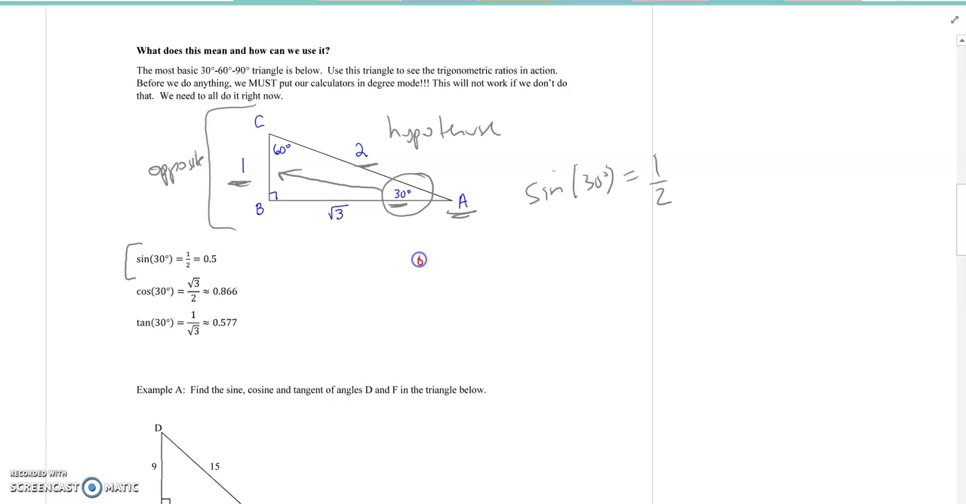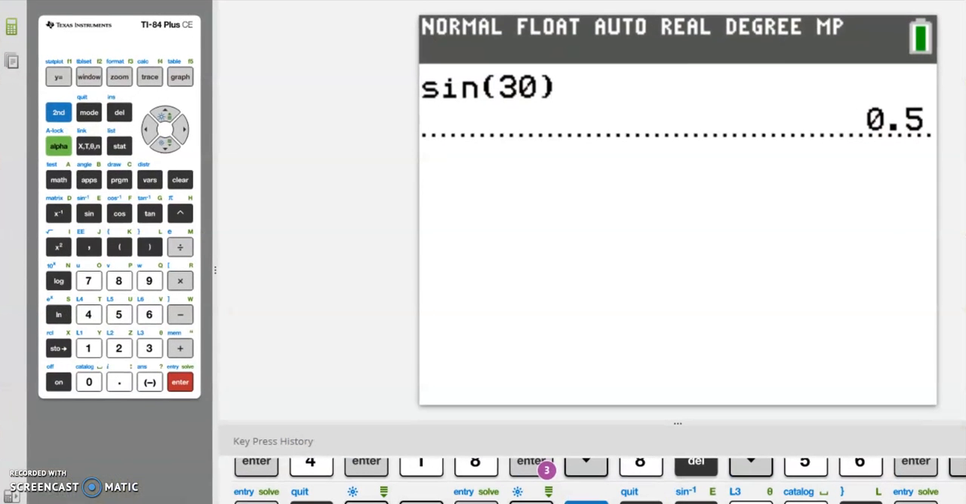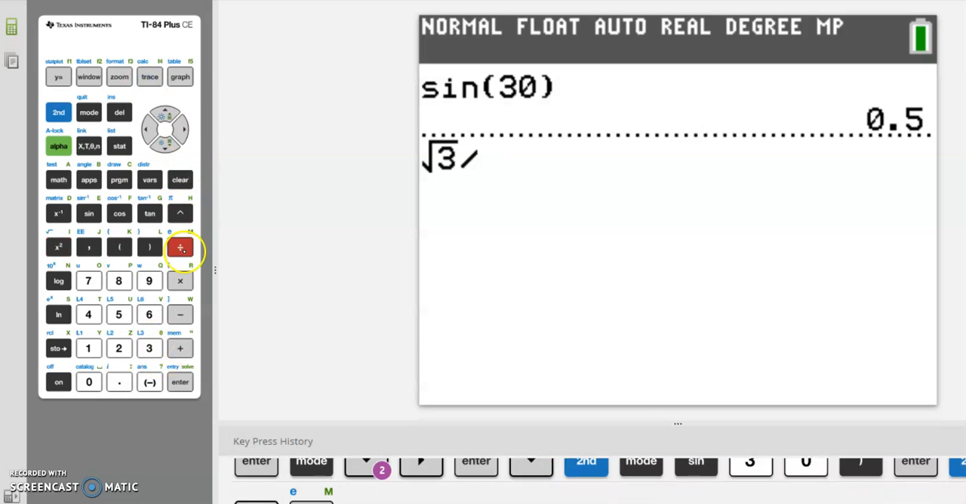Now, the cosine of 30 degrees, once again, remember the cosine is the adjacent divided by the hypotenuse. So the adjacent in this case is root 3, and the hypotenuse is 2. So we're going to look at our calculator again, and we're going to first do root 3 divided by 2.